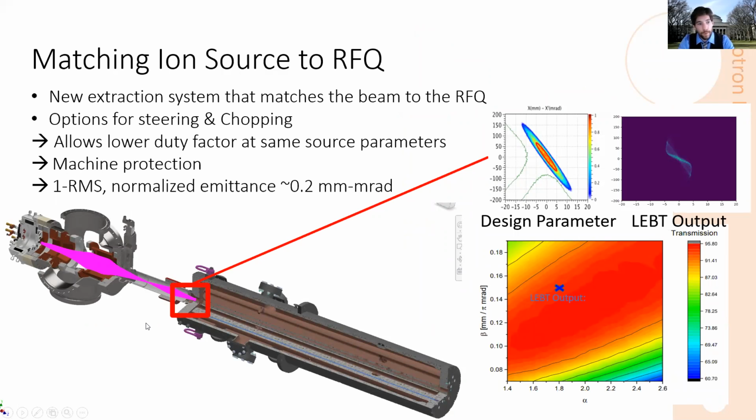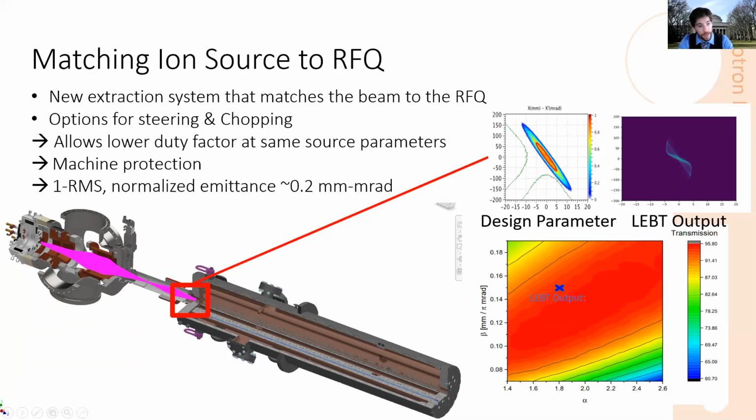One word about the matching of the ion source to the RFQ. This is something that our graduate student Lloyd Waits is working on. We are now designing a new extraction system for the ion source that will focus the beam correctly and match the beam into the RFQ. You can see here roughly what it consists of. Here's the ion source itself. Then we have a few electrodes that start to guide and shape the beam.